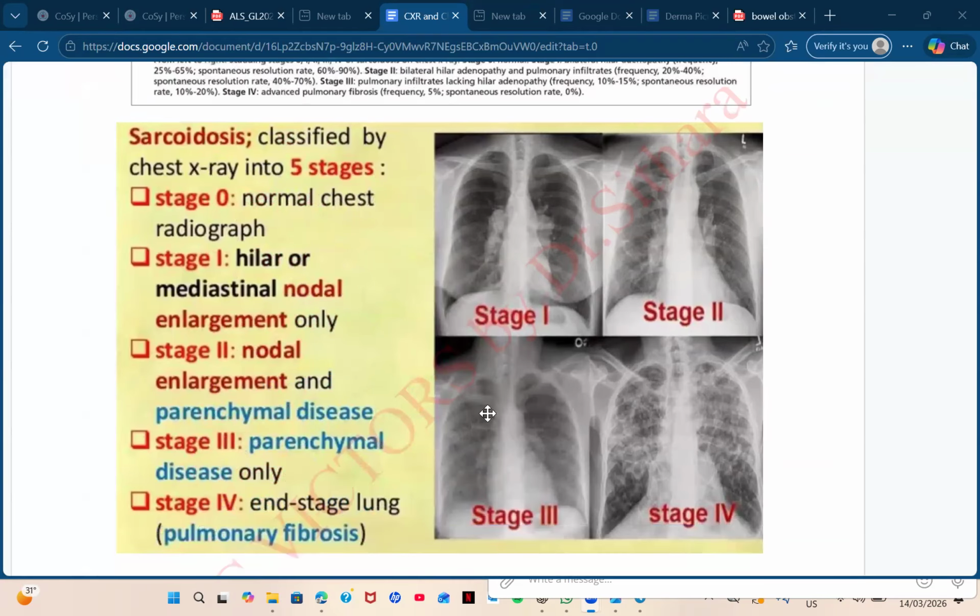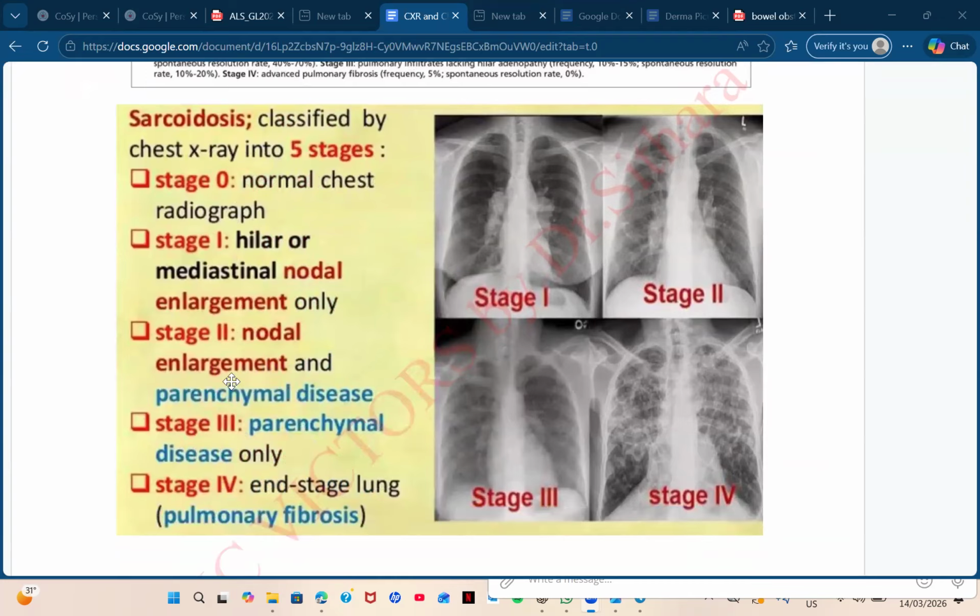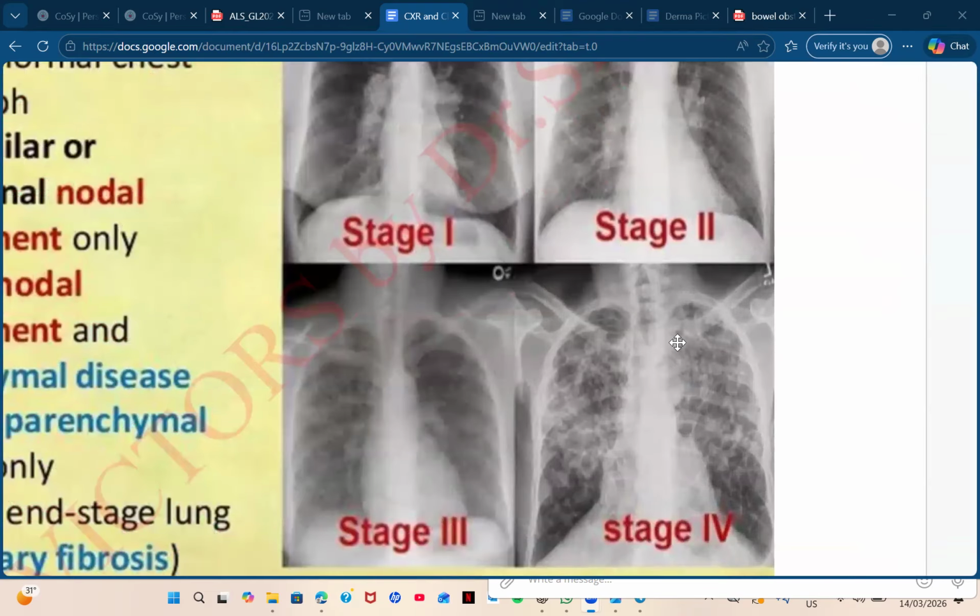It's not very clear. We'll see from here. Stage 3, parenchymal disease only here. The parenchymal fibrosis can be seen. Stage 4, end-stage lung. So what can we see here? Fibrosis, reticular fibrosis, you can see reticular shadow right here. It's a very severe case, right? Fibrotic lung you can see.